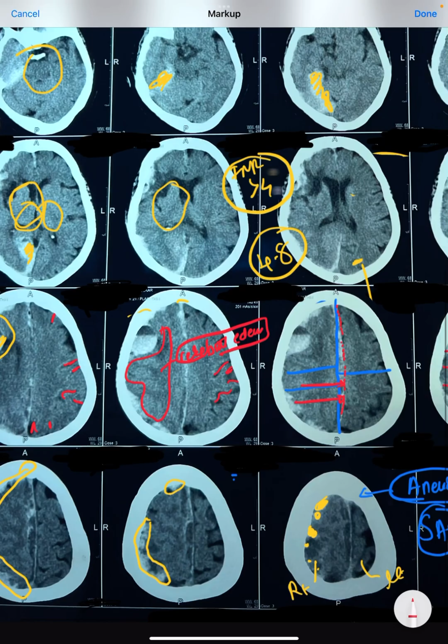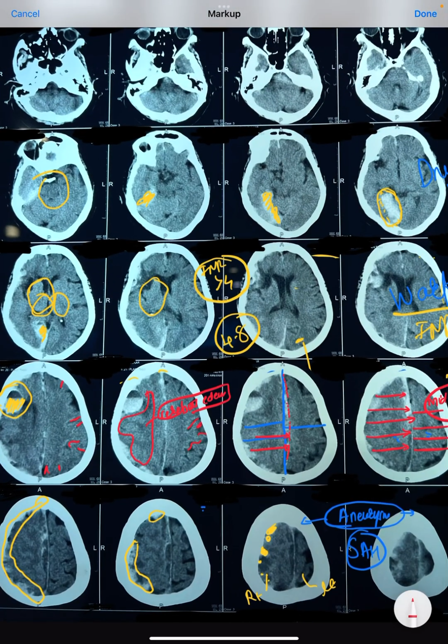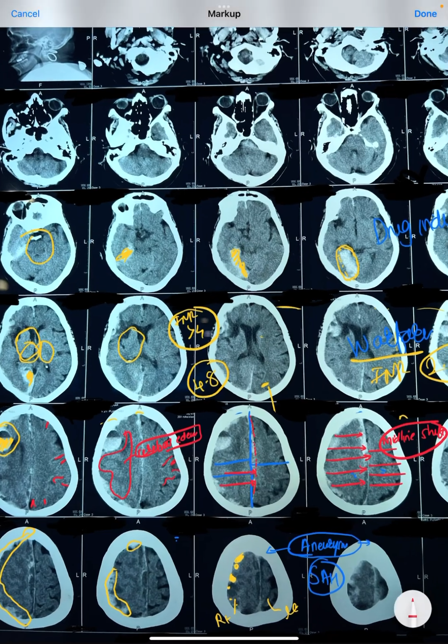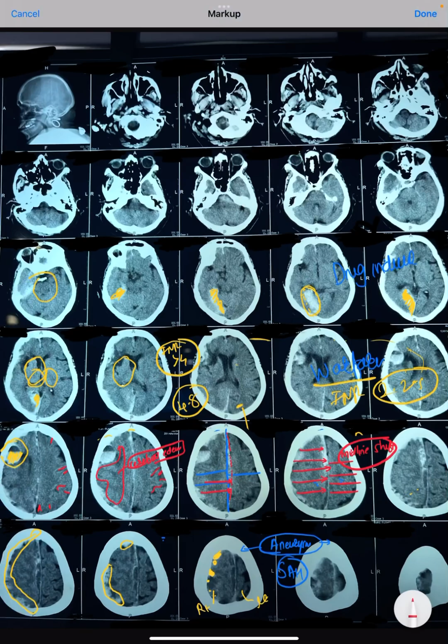So this is a drug-induced bleeding, with extensive subdural hemorrhage, especially on the right side, causing midline shift and cerebral edema as well.